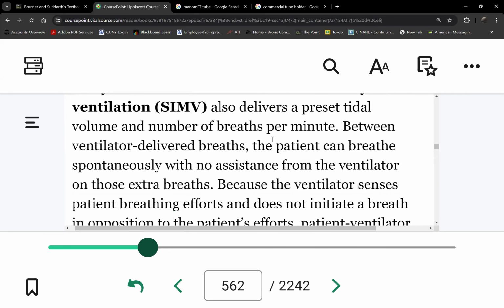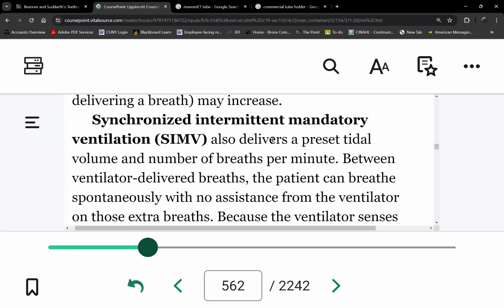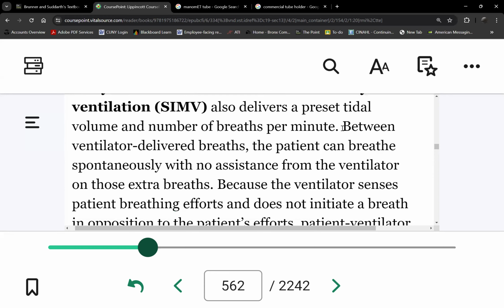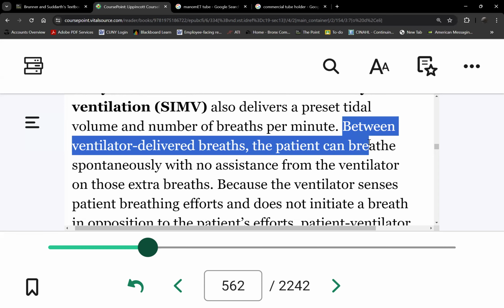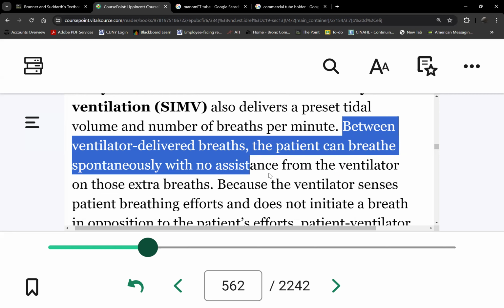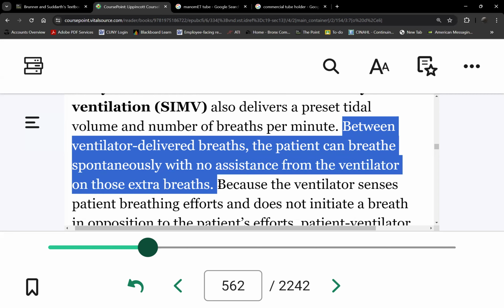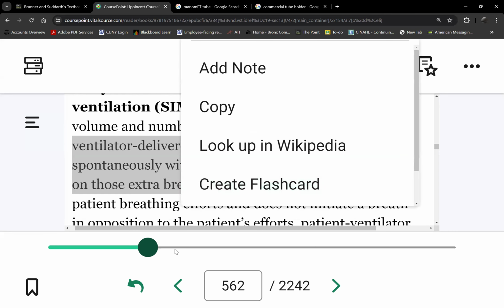It's still a volume mode. So volume modes always have what preset again? Volume and rate. Very good. The difference here is, look at the next statement. Between ventilator-delivered breaths, the patient can breathe spontaneously with no assistance from the vent. Absolutely no assistance. So what will the vent do when he initiates his own breath? Nothing.